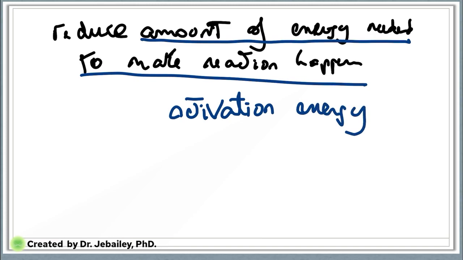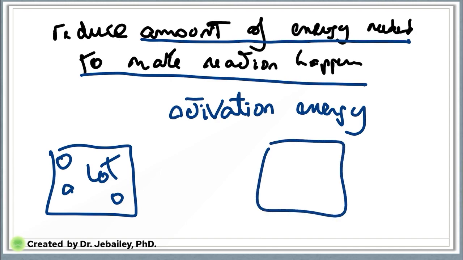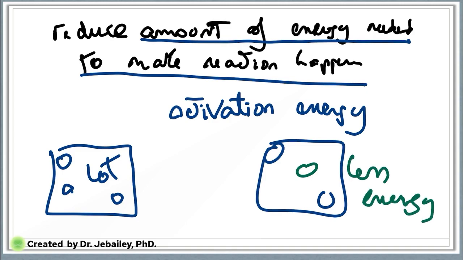Now you're kind of getting it, right? Activation energy is just how much energy I need in order to collide these two. Well, in the box with no enzyme, you needed a lot of activation energy. You need a lot of energy to put them together, right? But in a box where you have the particles and the enzyme, you needed less energy. So that's what the enzyme did. It reduced the activation energy, the amount of energy needed for them to react, to get the reaction going.